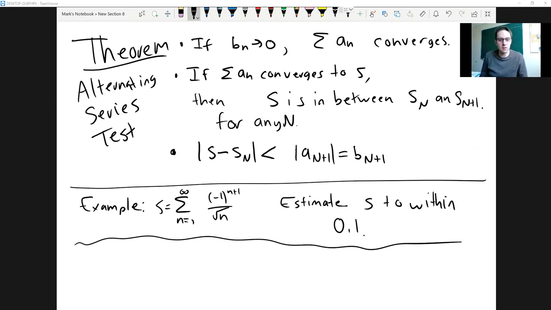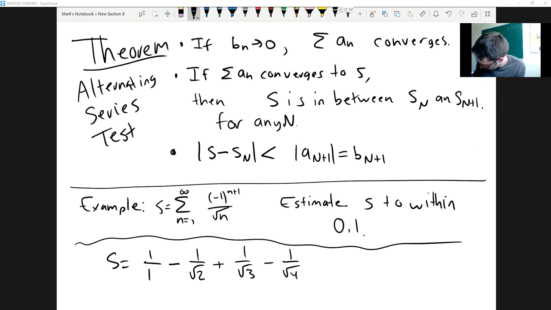Let's look at the series whose terms are negative 1 to the n plus 1 over root n. So S looks like, well, we plug in 1, we'll have 1 over root 1. Next, we'll have negative 1 over root 2 plus 1 over root 3 minus 1 over root 4, and so on. And the question is, what is this converging to? At least we'd like to estimate within 0.1.